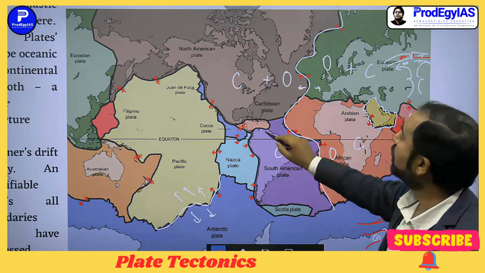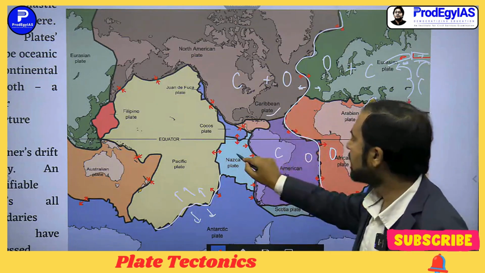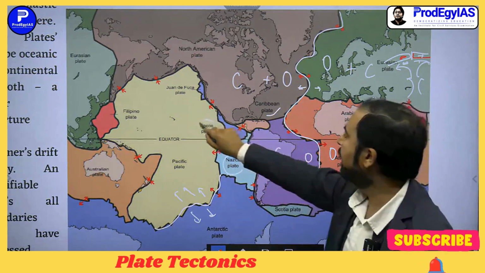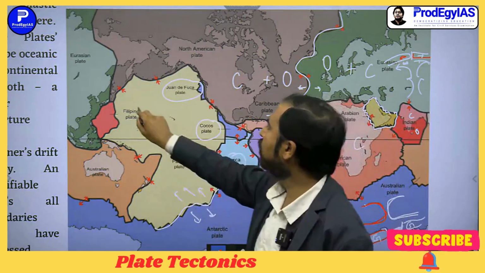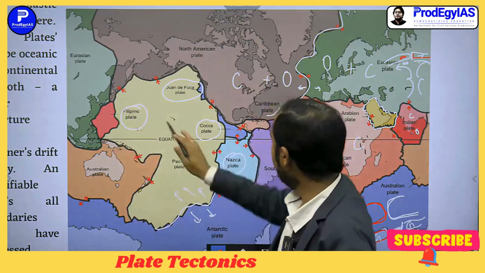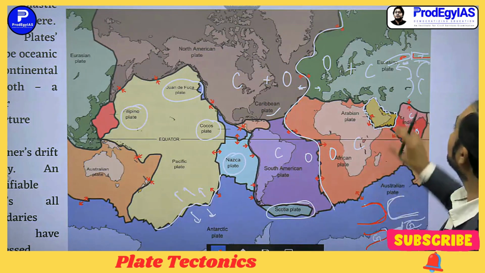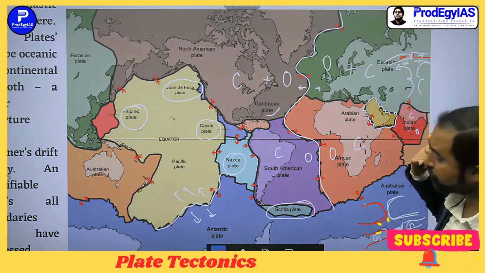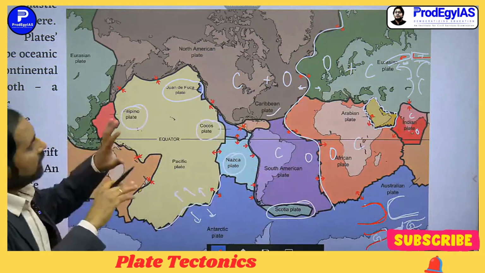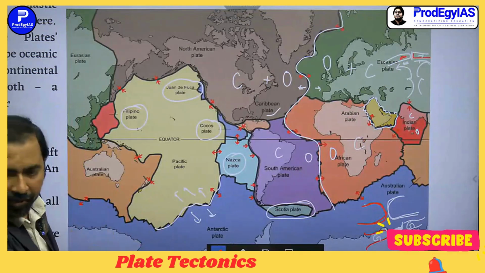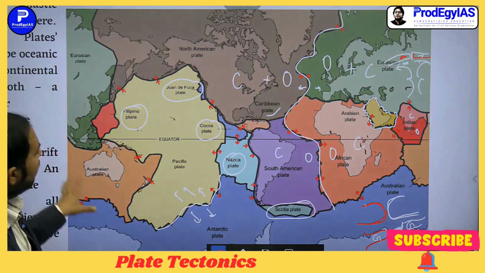Okay. So this is also a minor plate, Caribbean plate, Nazca plate, Cocos plate, Juan de Fuca plate, Filipino plate. They are all minor plates. Scotia plate, minor plate. These smaller plates are minor plates. So you have to understand this plate diagram first. What is the division of the plates in the whole Earth?